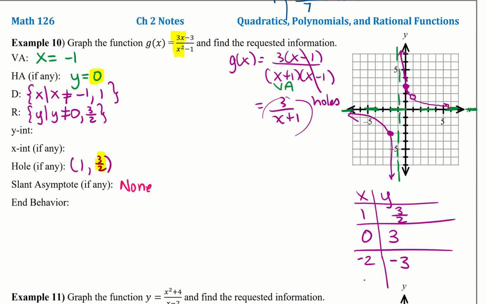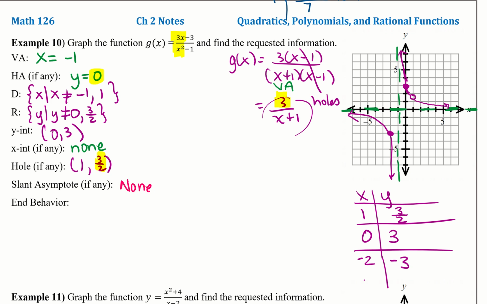We found out that the y-intercept is at (0, 3), which I already plotted. The x-intercept would be any zeros on the numerator that are not from holes in the graph. Well, if I looked at my reduced down one, there's no way for this numerator to ever equal 0 because I don't have an x. So there is no x-intercept. This is great news actually, because if there's no x-intercept, I can't ever cross my horizontal asymptote. So that's a nice way to know that I'm not crossing that.